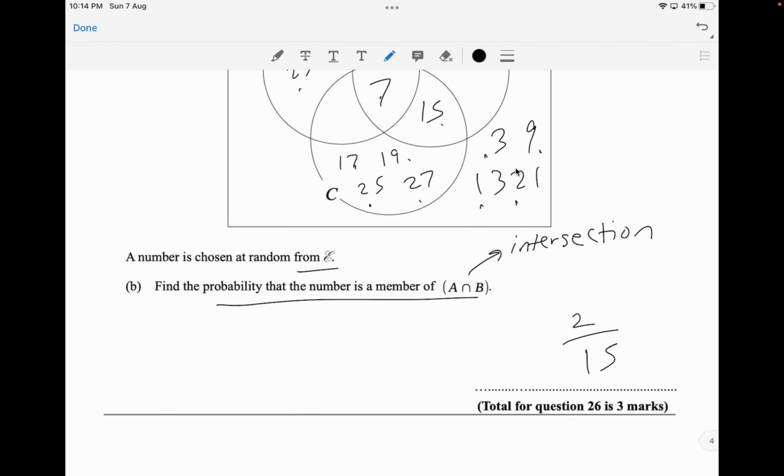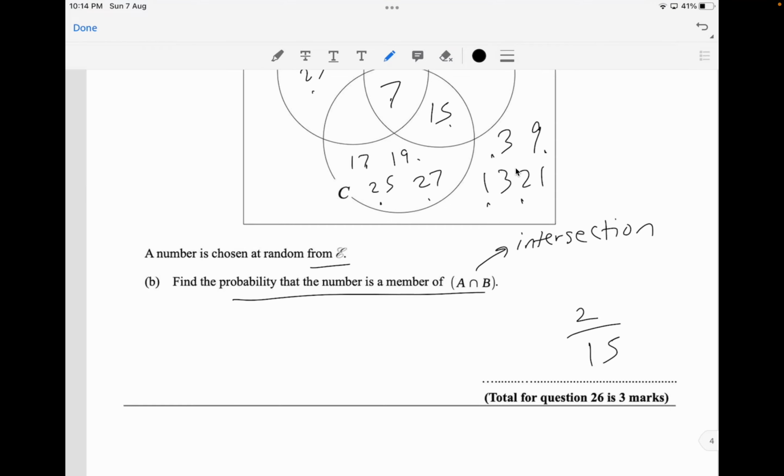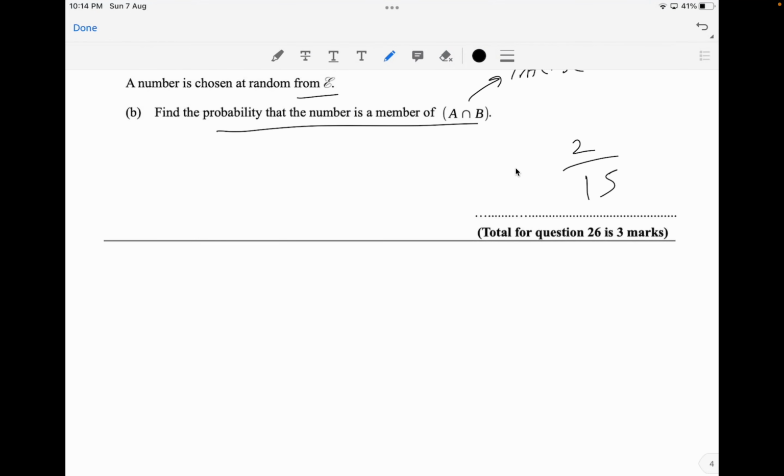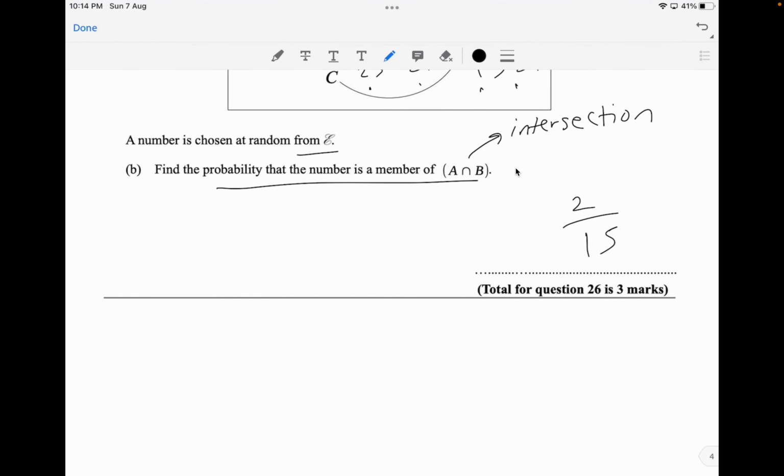The total marks for this question is 3. So you have 2 divided by 15. That's the probability that the number is a member of A intersection B. Now this seems to be the end of all the questions.